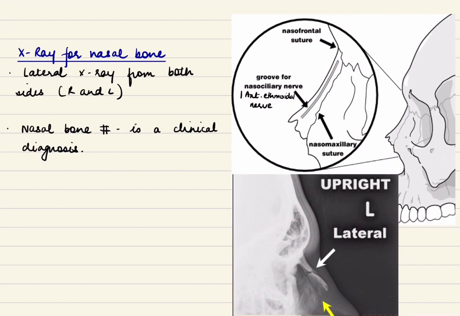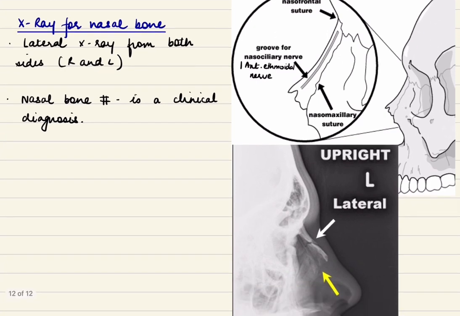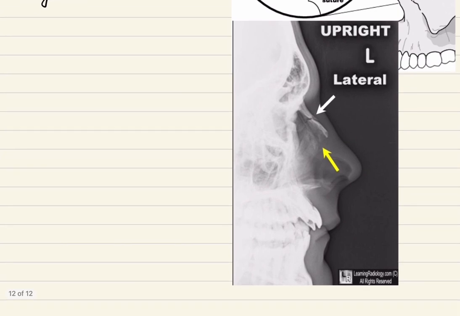But you cannot wait longer than 2 to 3 weeks. And if that time has passed, then the patient has to undergo a formal rhinoplasty after 6 months of the injury. So the timing of nasal bone fracture reduction is important, but one should rule out septal hematoma, as if it is present, it needs to be drained immediately.